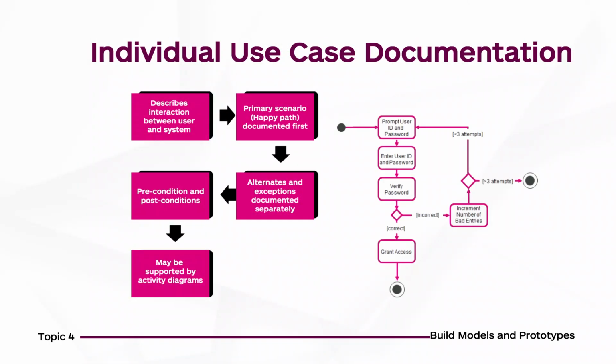Documenting use cases. Documenting a use case involves detailing how the user interacts with the system, any alternate scenarios, and pre or post conditions. For example, the happy path for a rental might involve the customer booking a car, paying, and driving off without any issues. But what if the car isn't available? You've got to capture those scenarios too.